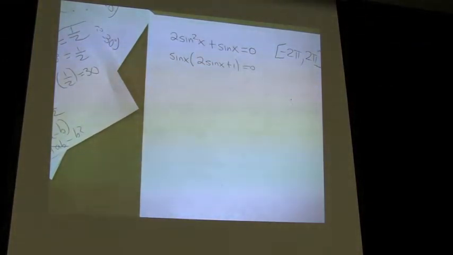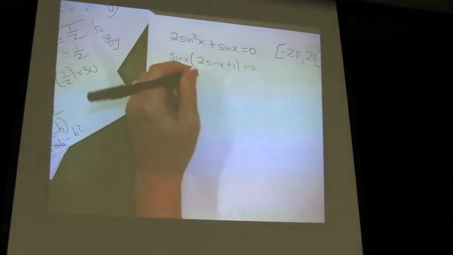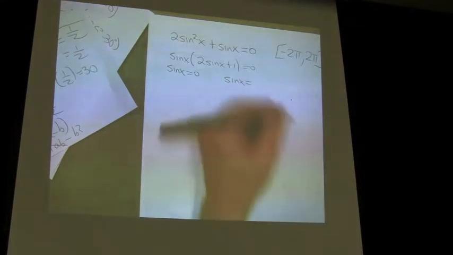What do you do now? Zero product property. Sine x equals 0. Sine x equals -1/2.